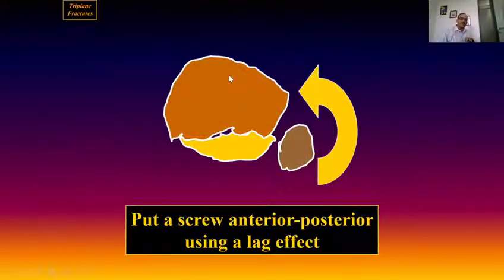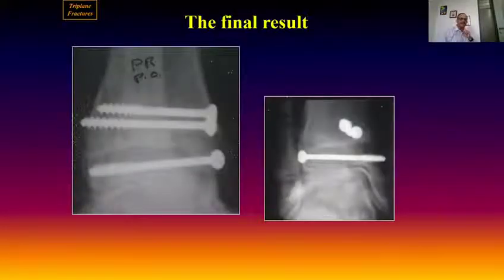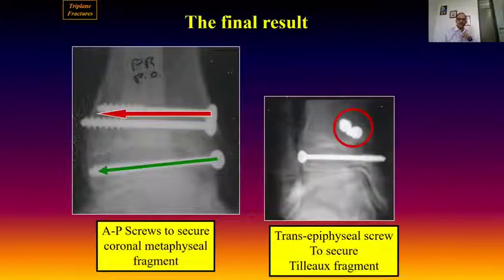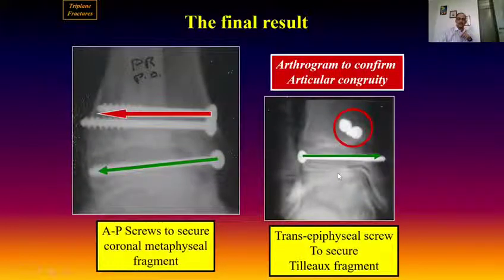But the screw in the metaphysis has to be antero-posterior for a lag effect, and the screw in the epiphysis has to be transverse. So this is the final result. You will have a transverse screw going across the epiphysis, and you will have an antero-posterior screw or a couple of screws in the metaphysis. This is how the fracture fragments need to be fixed. This is how you do the surgery, and then you should do an arthrogram. Always an arthrogram to make sure the articular congruity is good and your result will be perfect.